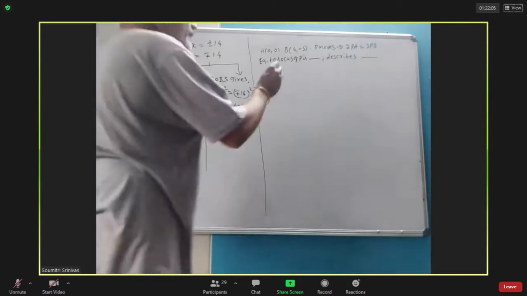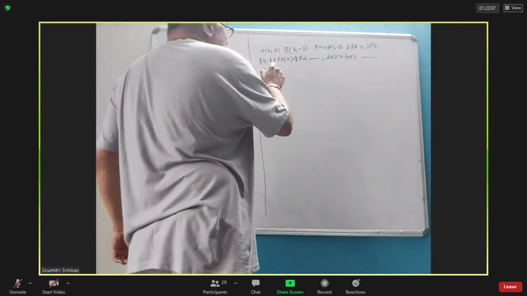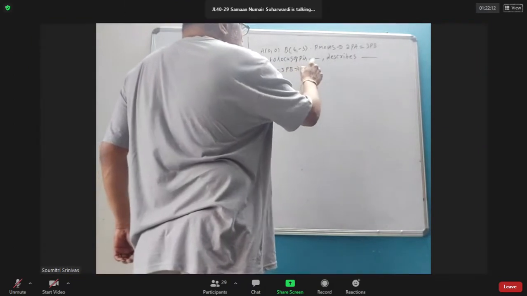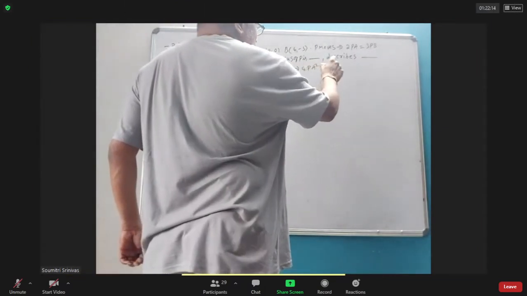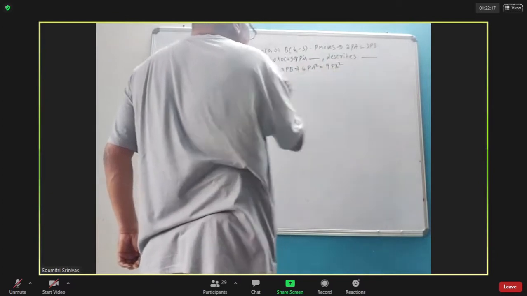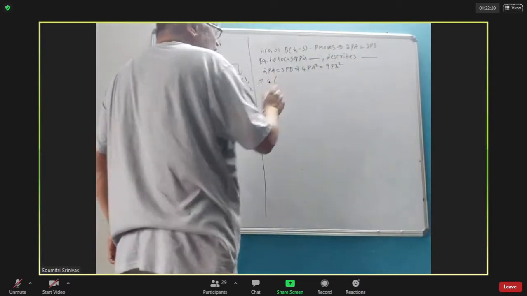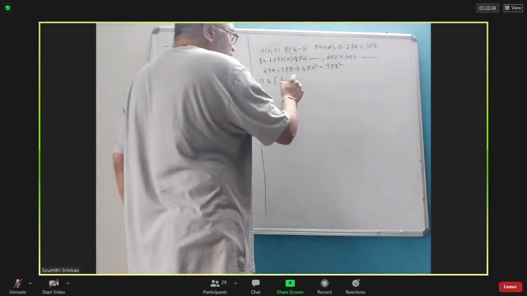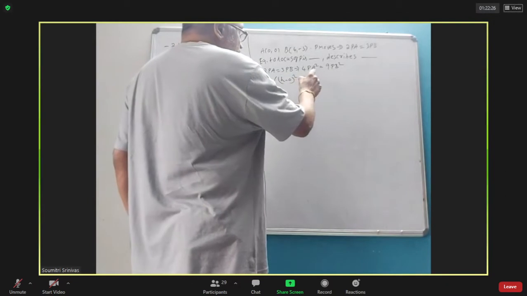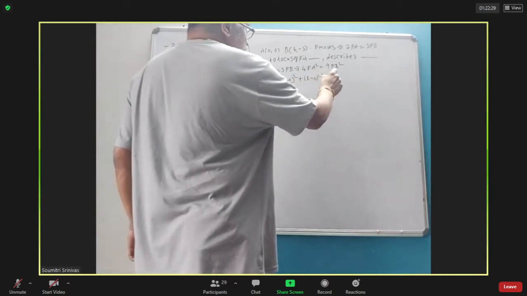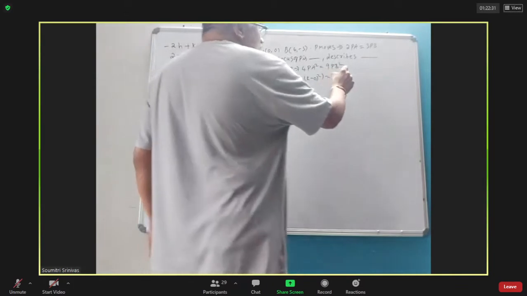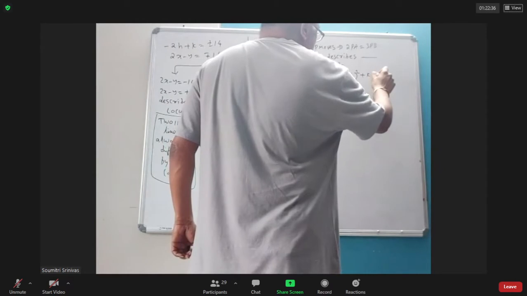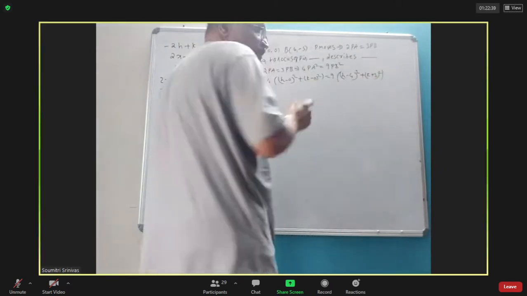What do you mean by 2PA equal to 3PB? What to do? Square. 4PA square equal to 9PB square. 4 into what is PA square? What is PB square? Plus. Simplify it, it's nothing like that.